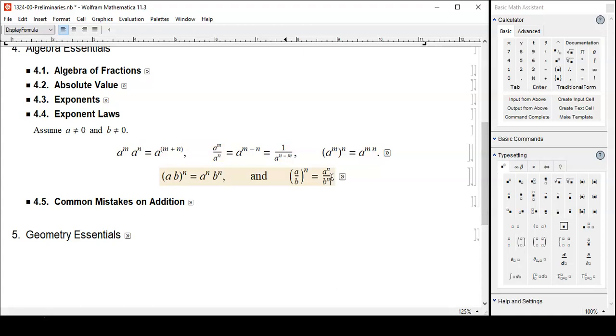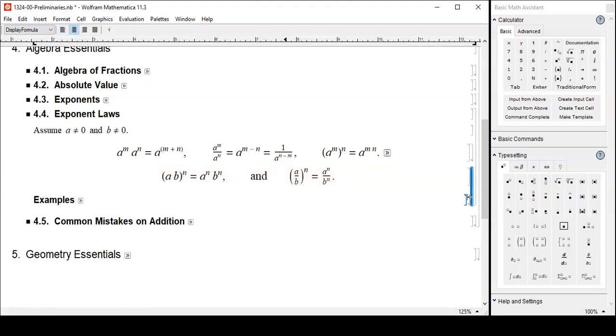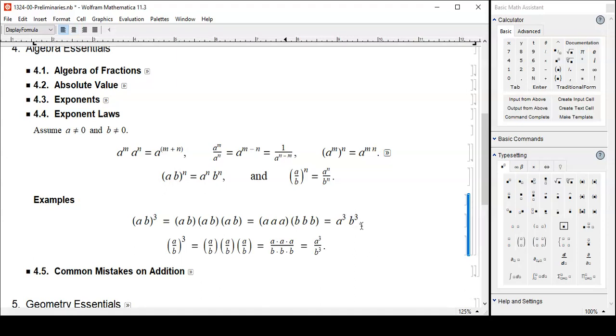Now, what about the final rule here? Different bases, same powers. You can distribute the powers. Again, some examples will help you. AB to the third power, for example, write AB times AB times AB and then change the order of multiplication. Yes, you can do it. Multiplication is commutative. So we get a to the third power times b to the third power.